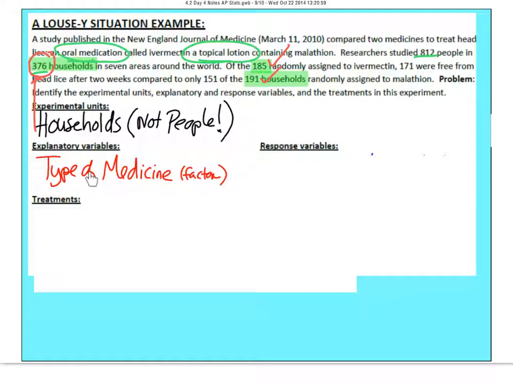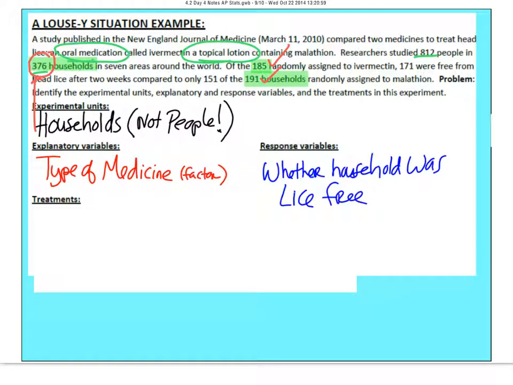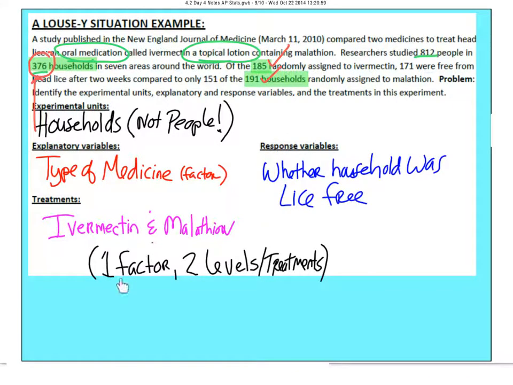Now, the type of medicine was going to impact the response. What was the response? Well, it was dealing with the head lice. The response is whether the household was free of head lice or not. So our explanatory to our response variable. Now, our explanatory variable is a factor. What treatments were there for that? There were actually 2 different levels of treatments. There was either the lotion or the actual oral medicine. So in this case, there's 1 factor or 1 type of treatment of medicine, but there's 2 levels of treatments, either the oral medication or the topical lotion. So in this case, 1 factor has 2 levels for its treatments.